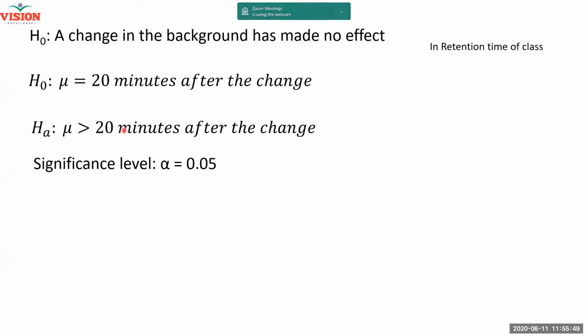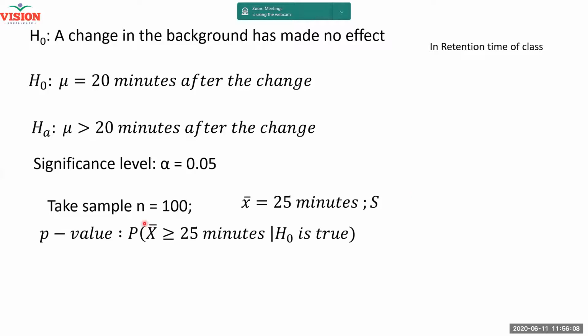I do not know. I want to change. See, if I made a change, instead of my photo, I put Shivakumar Gopal's photo. Alternative hypothesis, will it be greater than 20 minutes after the change, right? This is a significance level 0.05. I can check it. I can take a sample and find out how many people are staying in my lecture with this photo, and then find out.